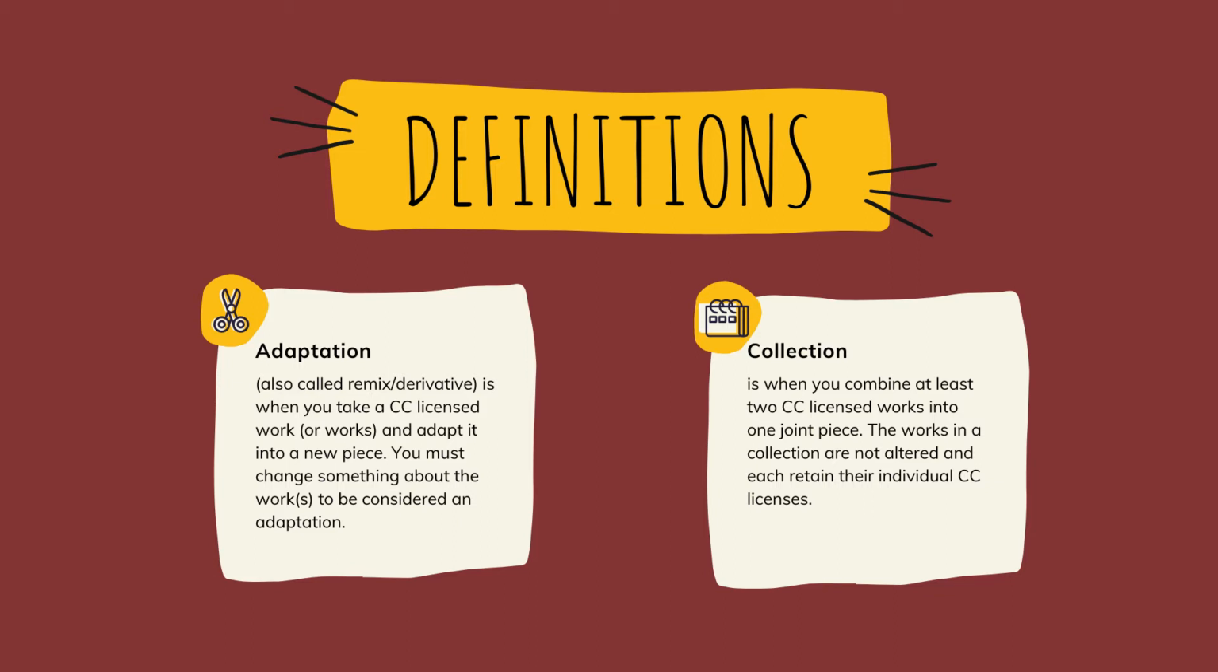Adaptation, also called remix or derivative, is when you take a CC licensed work or works and adapt it into a new piece. You must change something about the work to be considered an adaptation. Collection is when you combine at least two CC licensed works into one joint piece. The works in a collection are not altered and each retain their individual CC licenses.